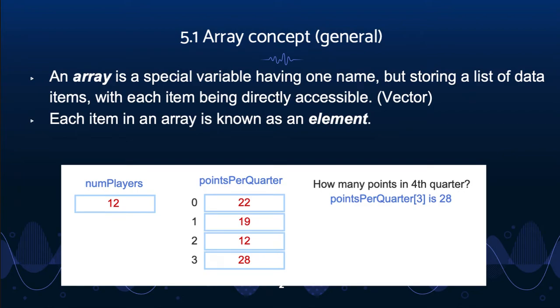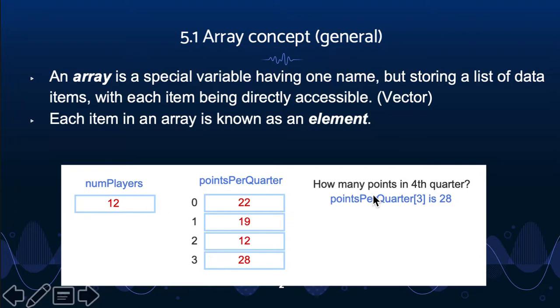So, as you all know, an array, according to the slide, is a special variable having one name, but storing a list of data items, with each item being directly accessible. Another word for array is vector. Here we have an example of an array, where each item of an array is known as an element. These are basically elements, right?